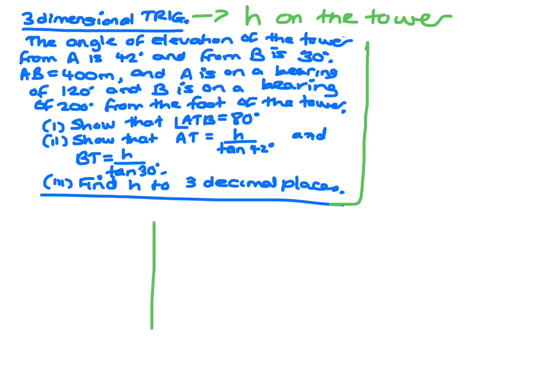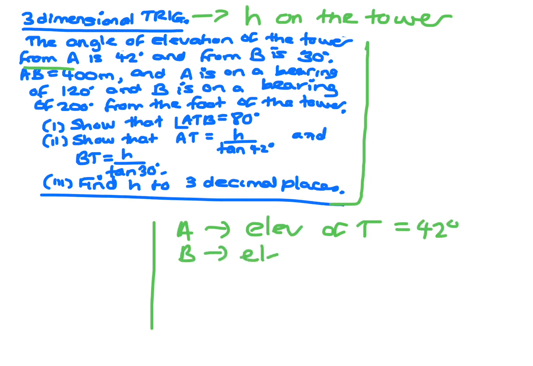So, if we're going to look at this question, first it says the angle of elevation of the tower from A is 42. So let's just write down what we got. The angle of elevation of the tower from A equals 42 degrees. And from B, the angle of elevation of the tower is equal to 30 degrees. Okay, so if we look at the bearings, the bearing of A is 120 and B is 200 from the foot of the tower.